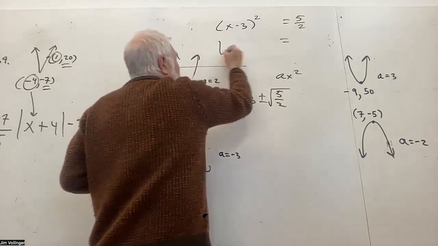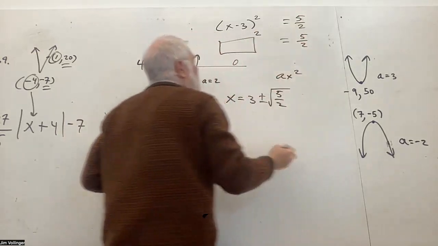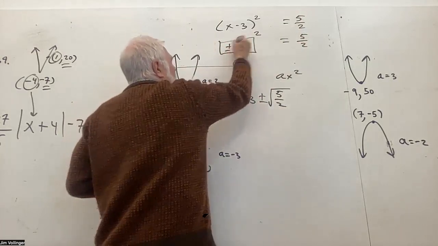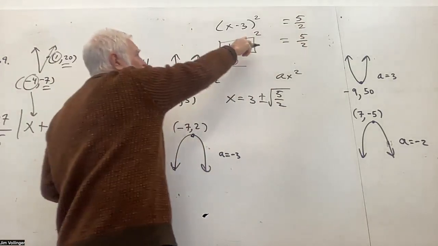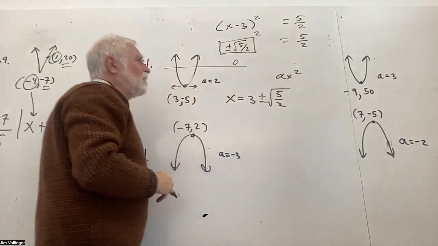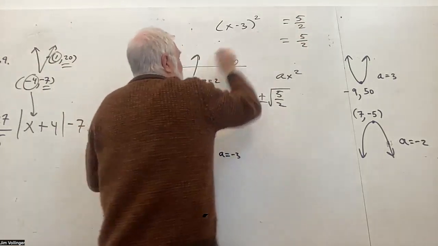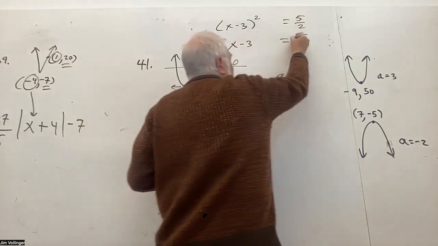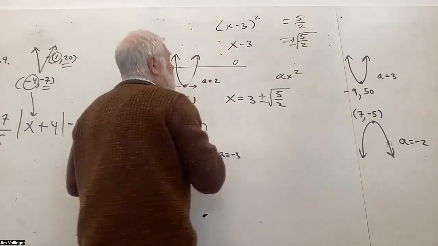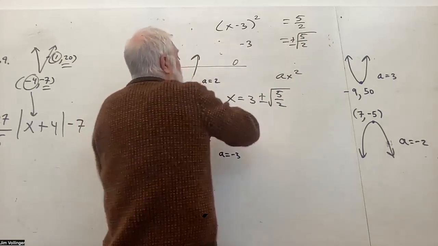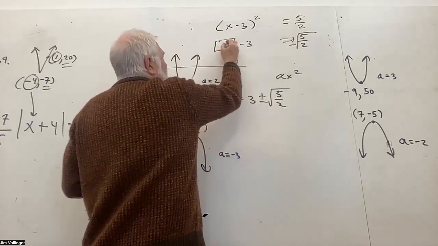And if something squared equals 5 halves, then you better have the plus minus square root of 5 halves in the box, because the squaring gets rid of the plus minus and the square root. So I hope that makes sense, that we isolate x minus 3 with a plus minus square root. And if something minus 3 equals that, I think we got to add 3.